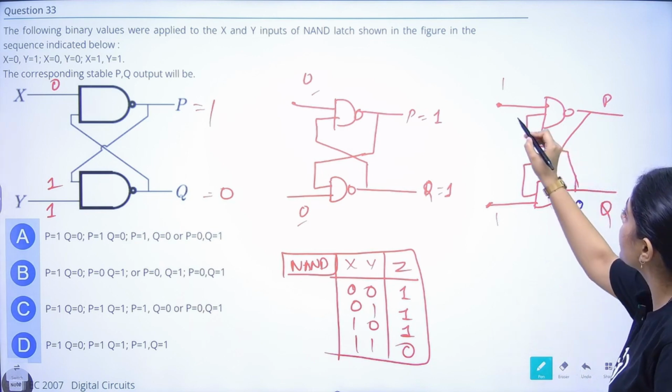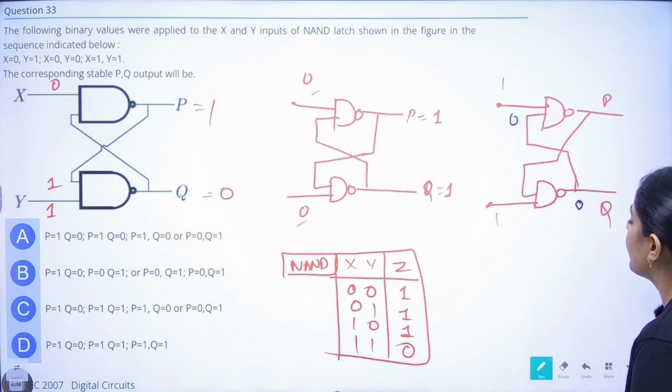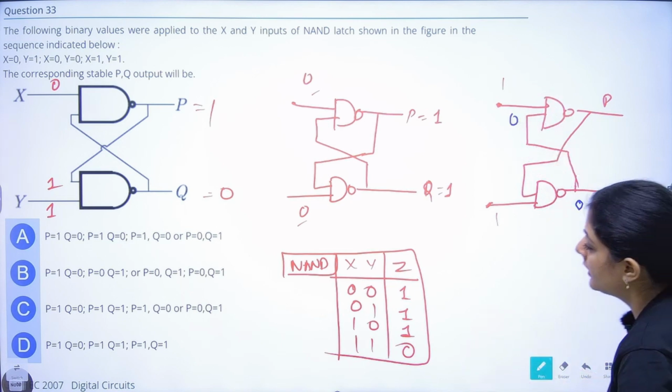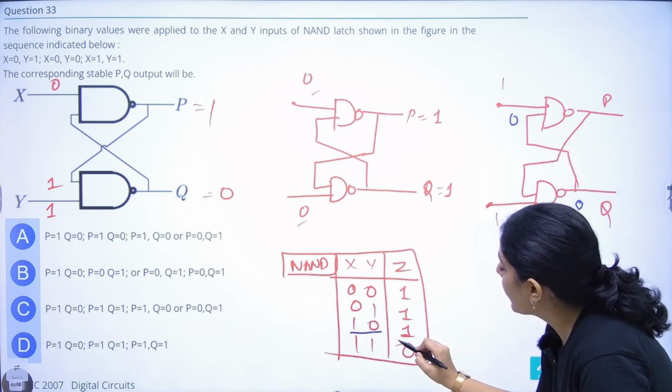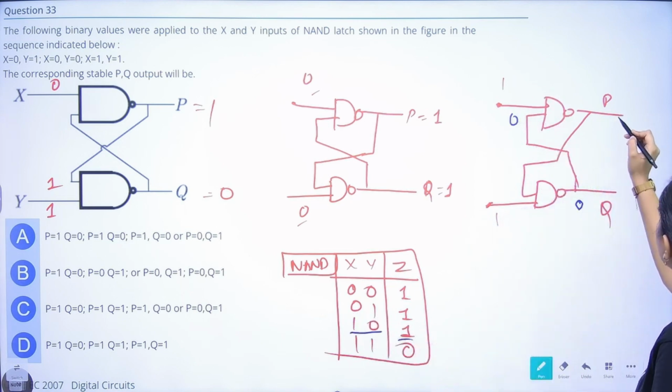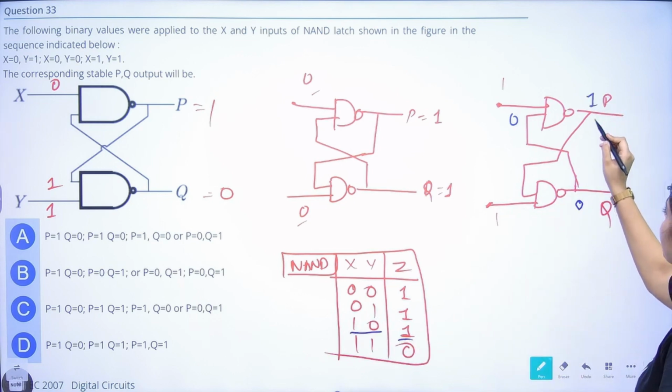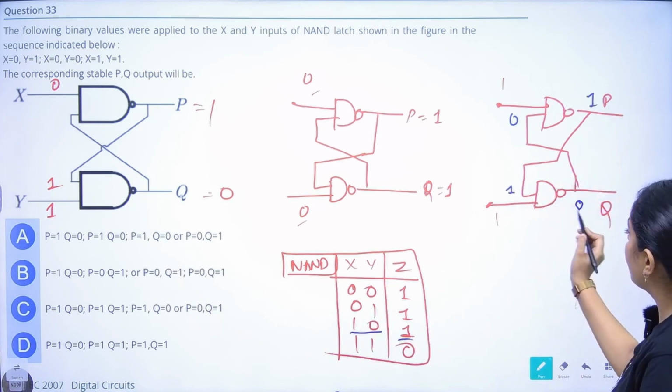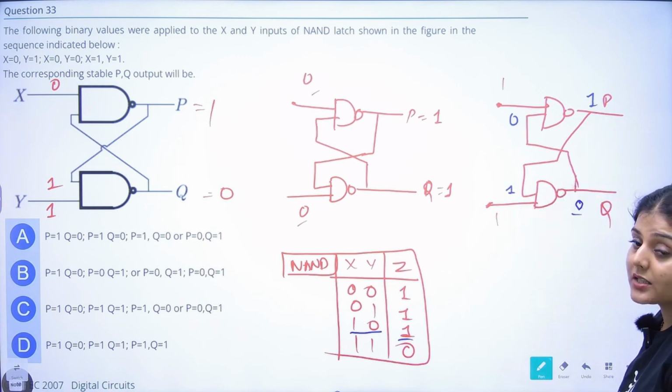If it is 0, 0 will come here. 1 and 0 will become what? 1 and 0 will become 1. So P value will become 1. So this 1 will go here and 1 will become 0. So yeah, a stable case.